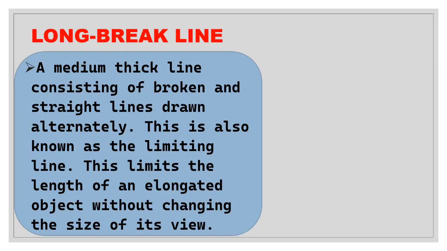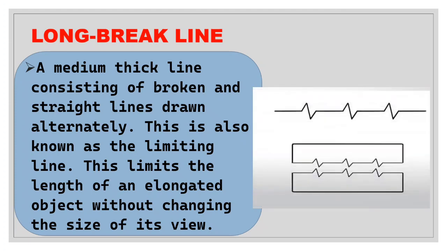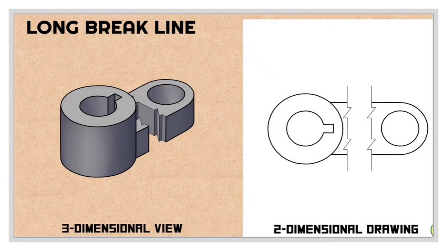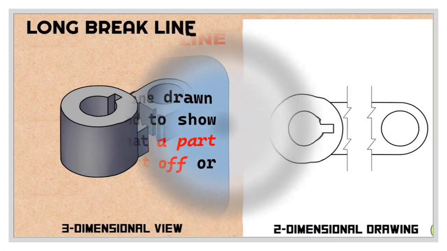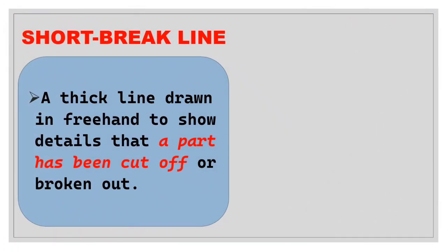The long break line, a medium thick line consisting of broken and straight lines drawn alternately. This is also known as the limiting line. This limits the length of an elongated object without changing the size of its view. The short break line, a thick line drawn in freehand to show details that a part has been cut off or broken out.